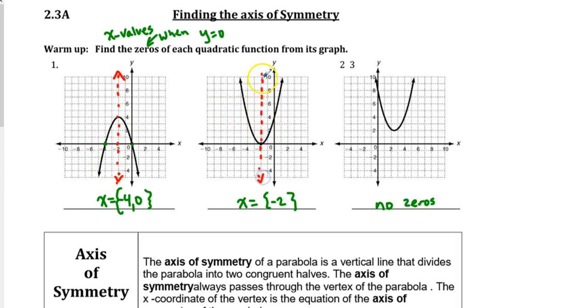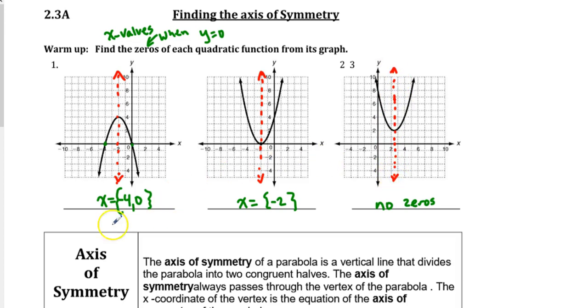We often draw the axis of symmetry as a dotted line because it's not really part of the graph, but it can be drawn. Now this one's kind of in the middle of 2 and 3. That happens sometimes where the axis of symmetry is not on an integer.